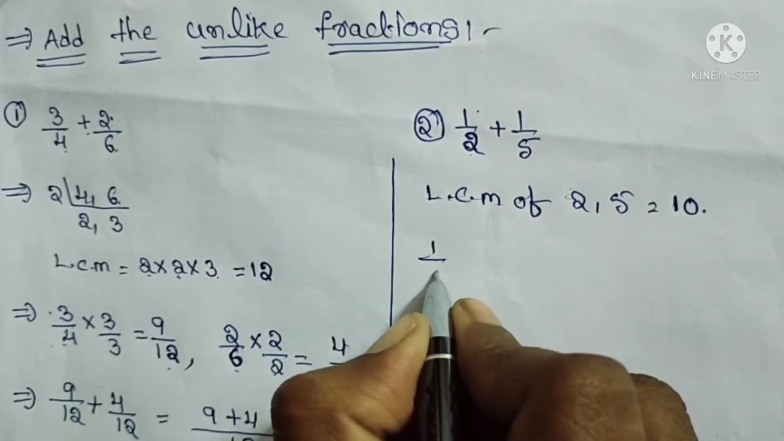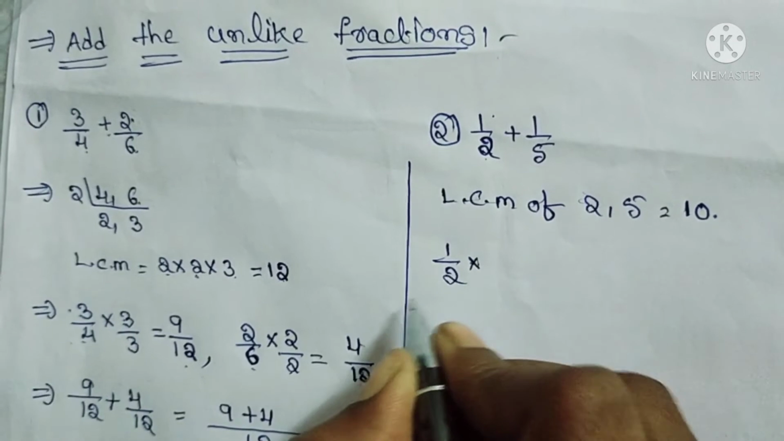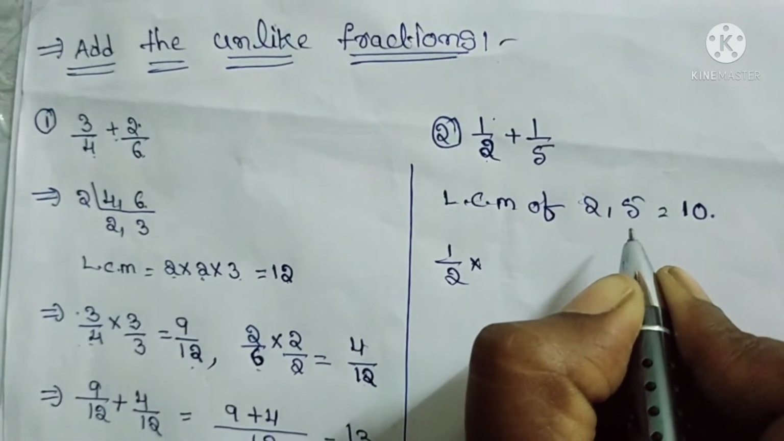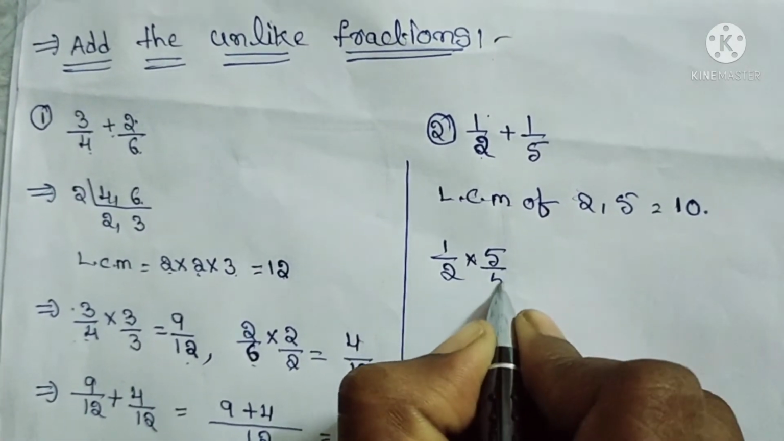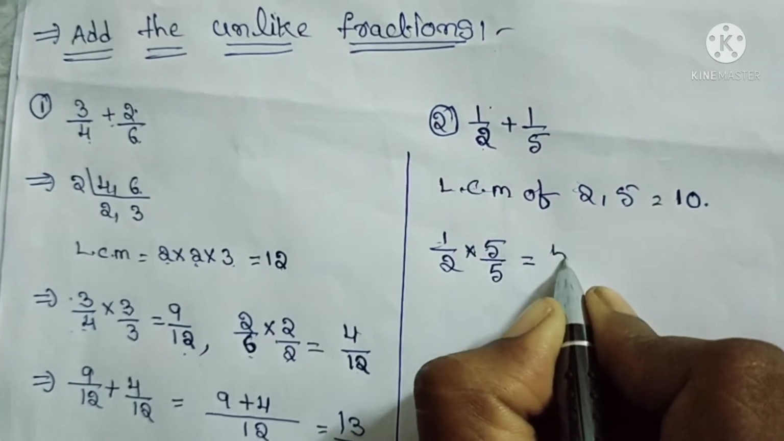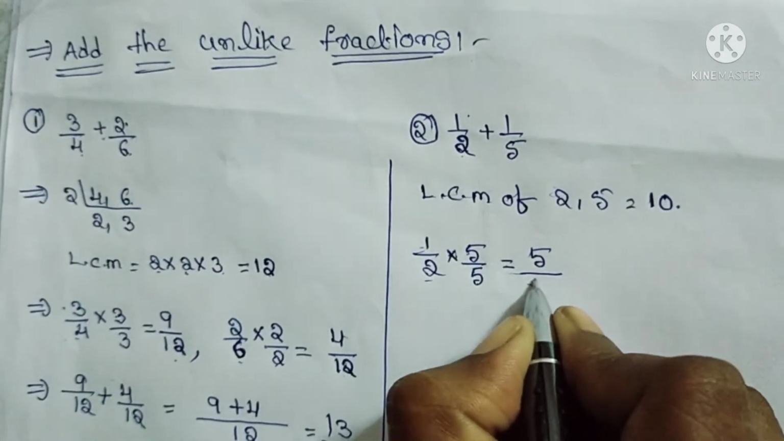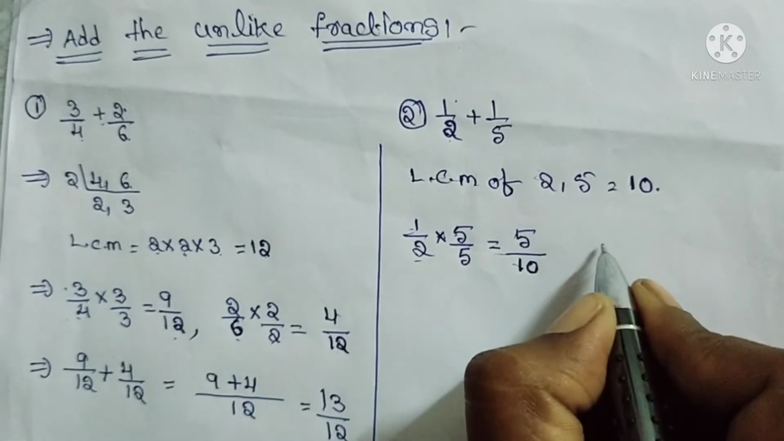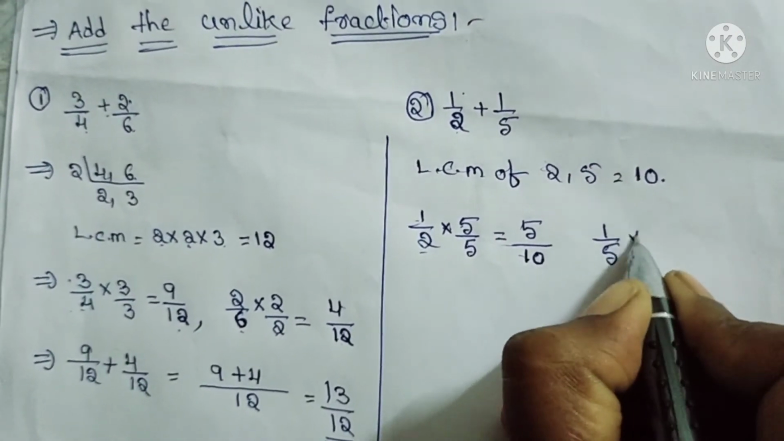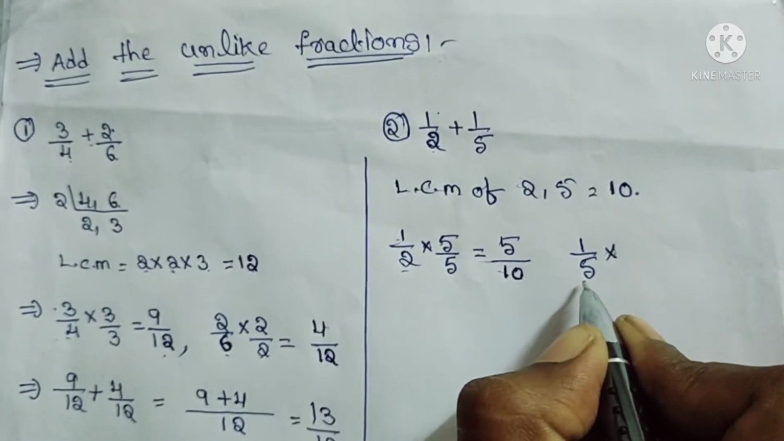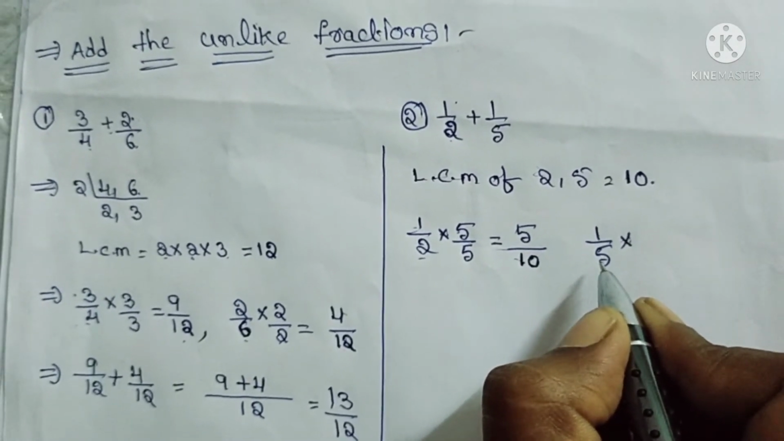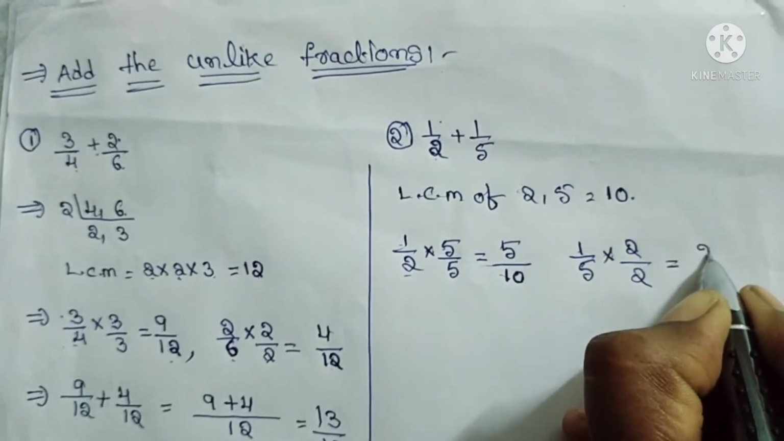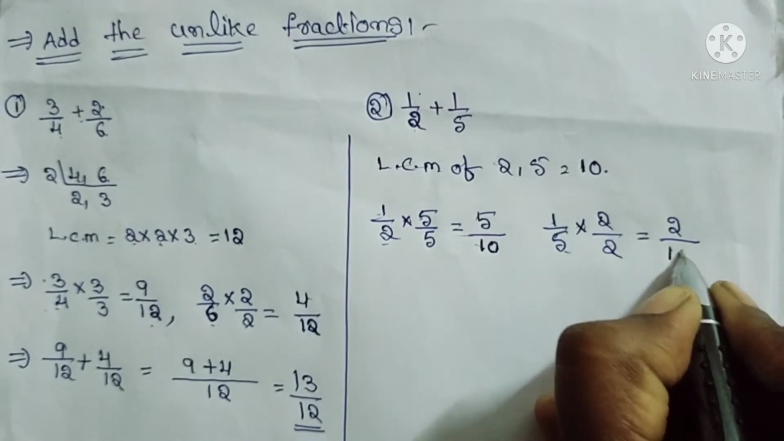So, 1 by 2, the denominator is changed into 10. We multiply by 5 by 5. 5 ones are 5, 5 twos are 10. Next, 1 by 5, we change the denominator into 10. We multiply by 2 by 2. 2 ones are 2, 5 twos are 10.